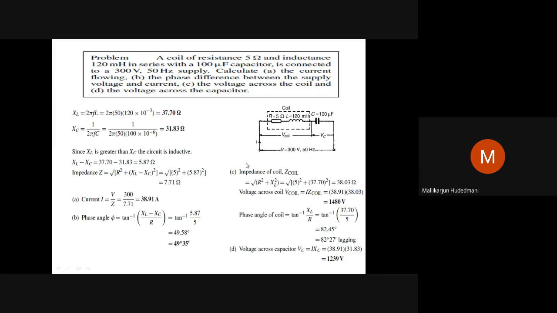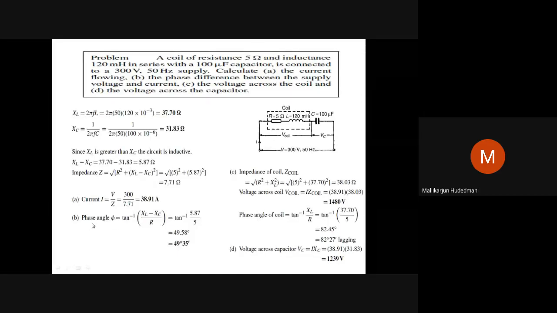Okay. Then, if the current is 38.91, what is the phase angle between the voltage and current? Earlier I did it with XC alone. Now I have XL and XC. Now what will I do? Tan inverse of XL minus XC, instead of only one term, the difference of that value divided by R. That's how it is, 5.87 divided by R, which is 5 ohm, inverse tan function. When I engage, this is 49.58 degree.